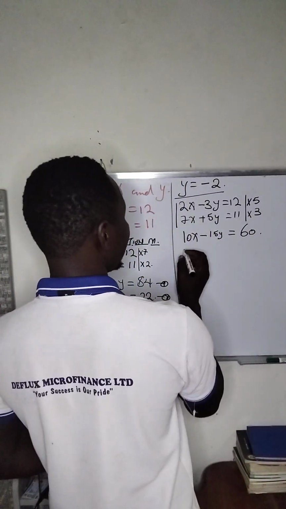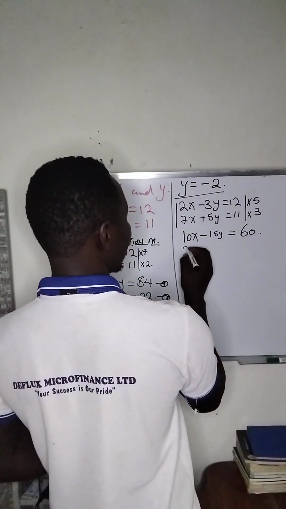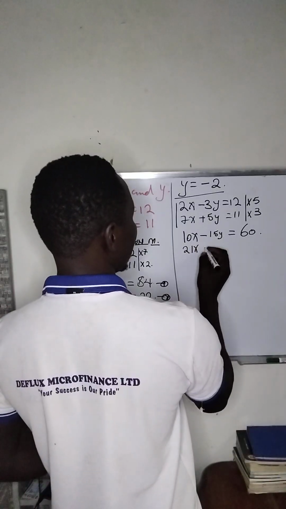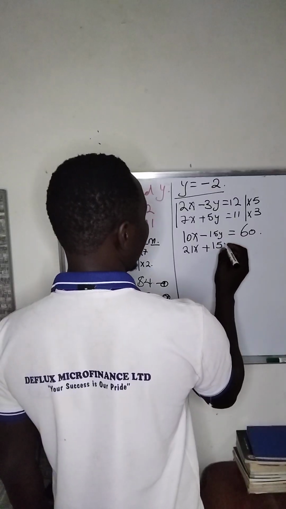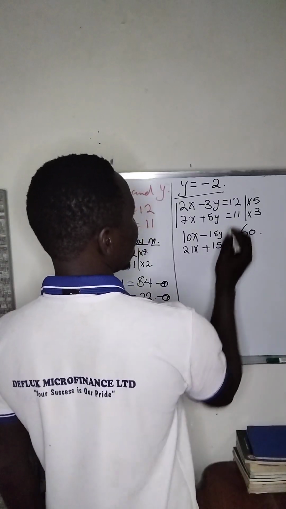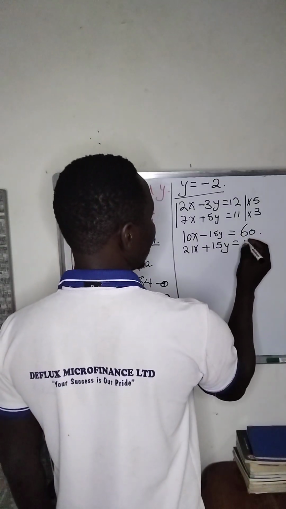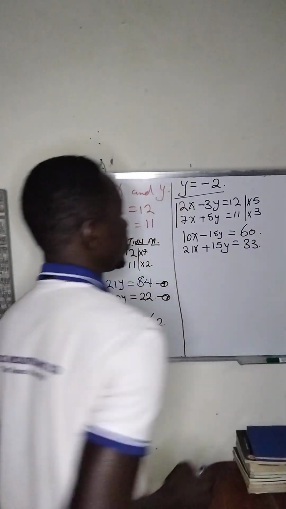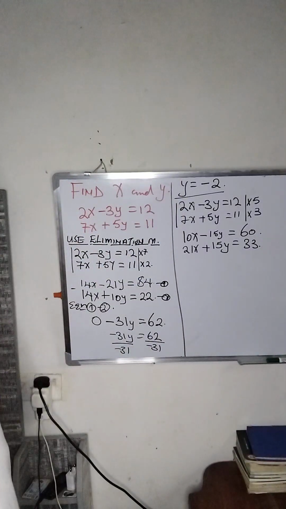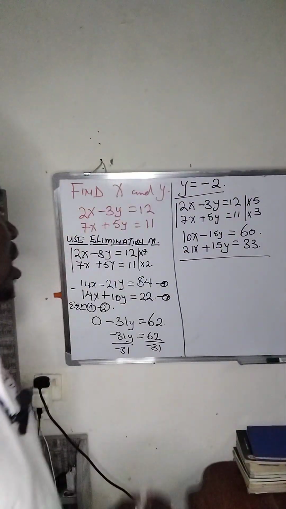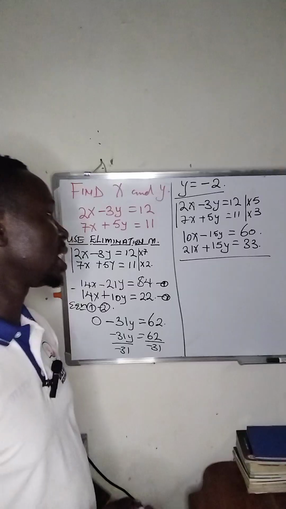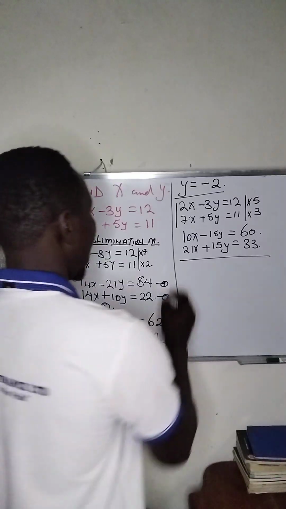Now we are having 7 times 3, that is 21x. Then plus 5 times 3 will be 15y is equal to 3 times 11. It becomes 33. Are you seeing that one? Now we are going to eliminate or to subtract. Now here, no need of subtracting.